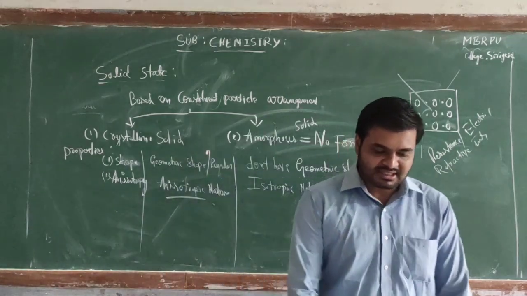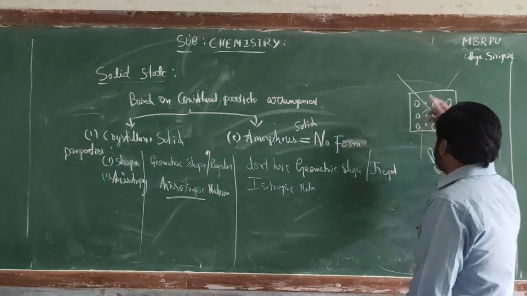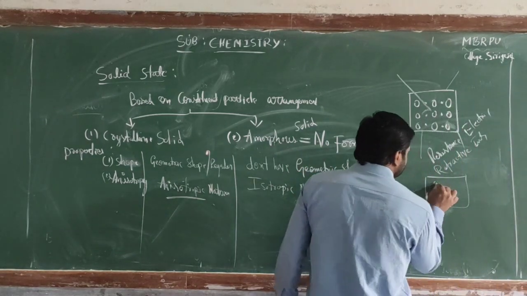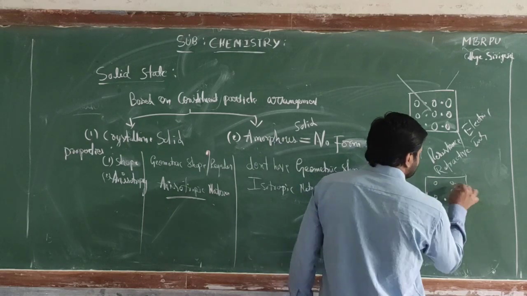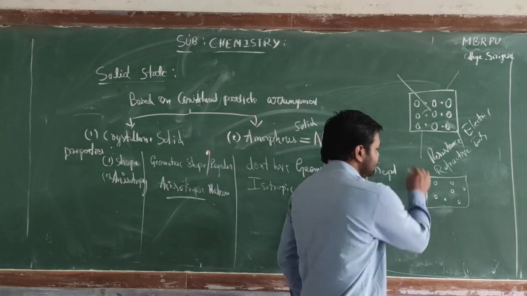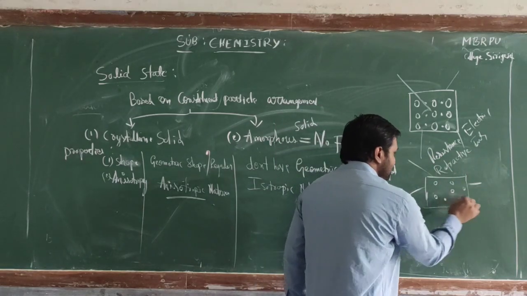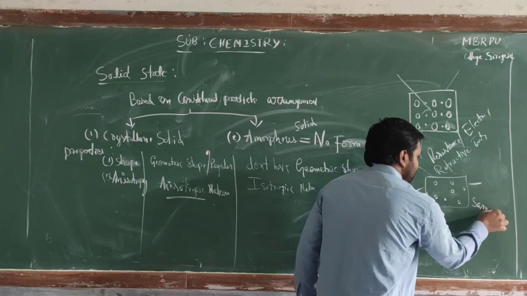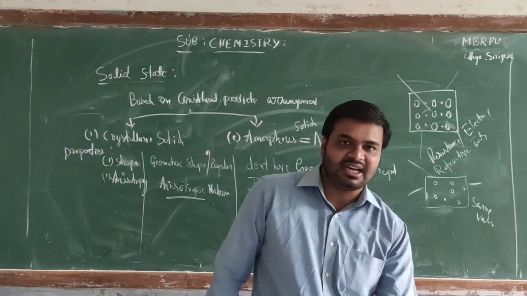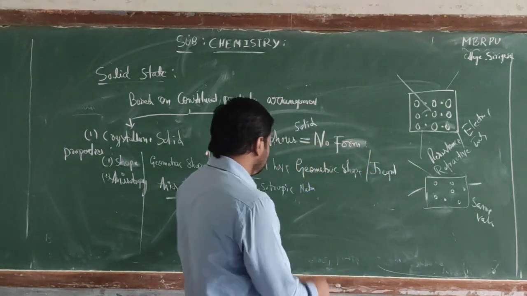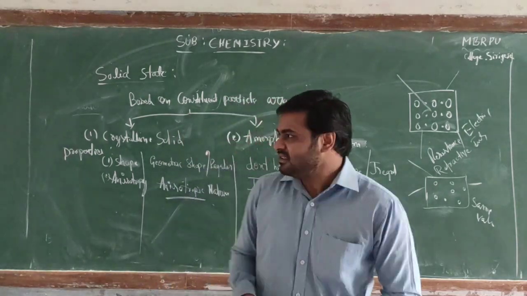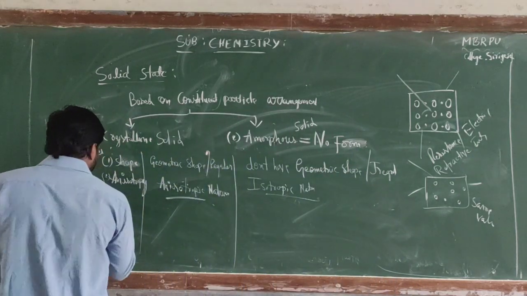Isotropic means what they call isotropic? Yes. In the case of amorphous solids, the arrangement is free, not orderly. So the physical properties like resistance and refractive index in any direction give the same value, and in another direction also give the same value. This is the nature called isotropic nature. Then the next one, the third point.